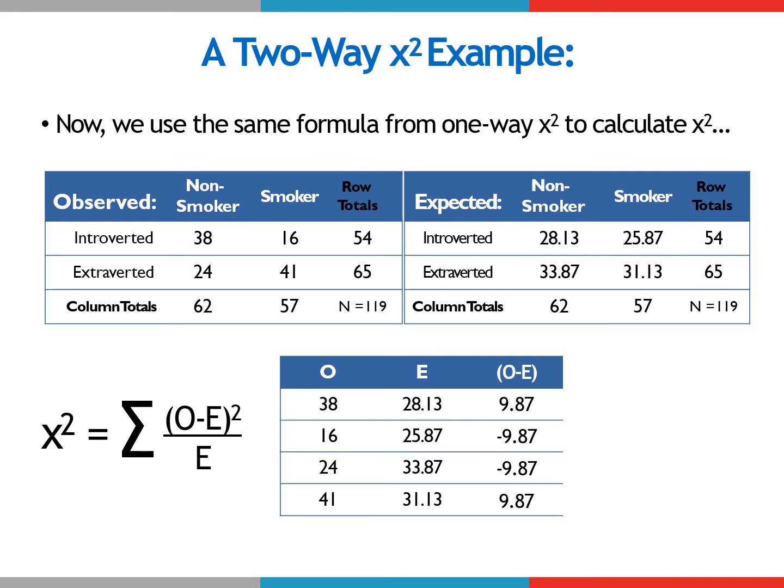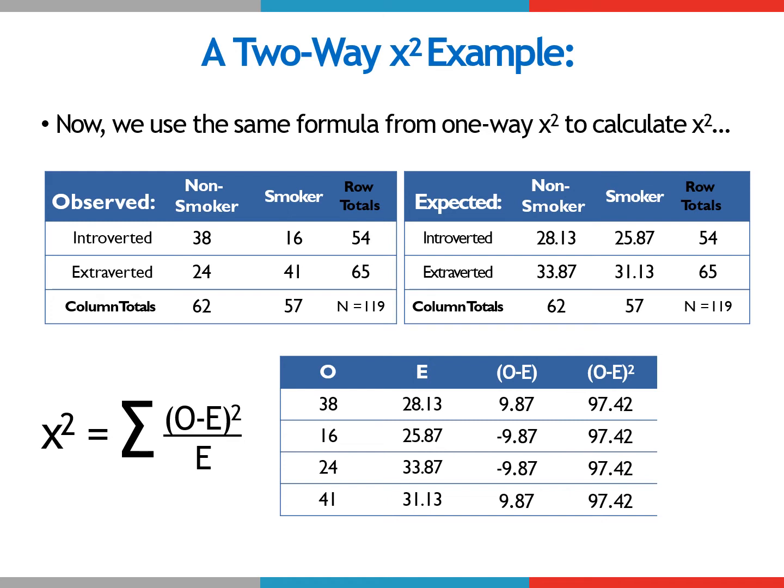Okay, so we'll add a third column in our table where we subtract the expected value from the observed value. So 38 minus 28.13 is 9.87. 16 minus 25.87 is 9.87. 24 minus 33.87 is also 9.87. And 41 minus 31.13 is 9.87. But again, those values cancel out, just like they do for standard deviation, so we're going to square those differences.